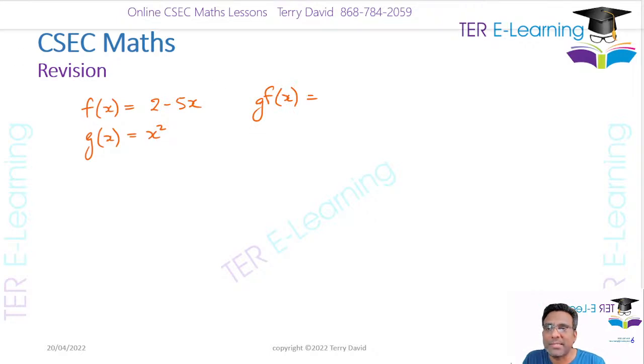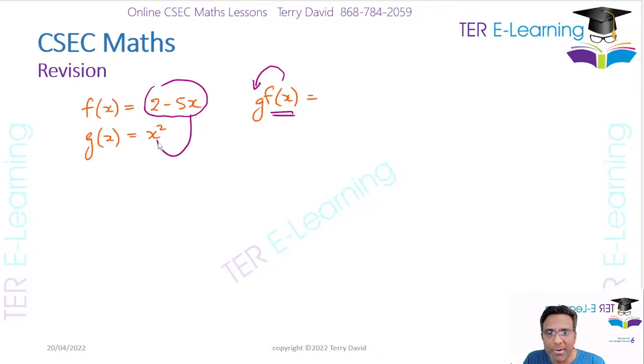This is a composite function again. So I'm going to take f of x and plug that into the function g. I'm going to take all of this, because this is my function f, and plug that into this. So basically we're going to have 2 minus 5x all squared. This is just like the previous question. We have 2 minus 5x, and you are multiplying that by 2 minus 5x.